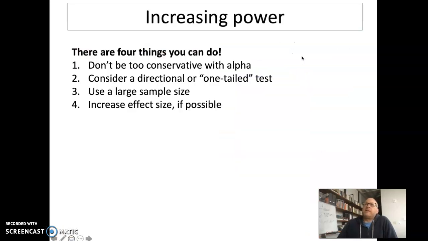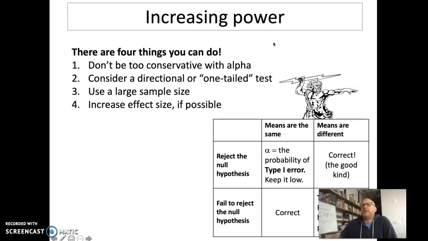So I'll leave you with this. Increasing power is how you prevent type 2 errors. And there are 4 things you can do to increase your power.